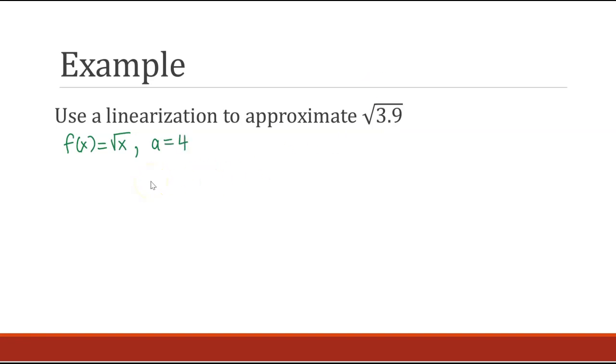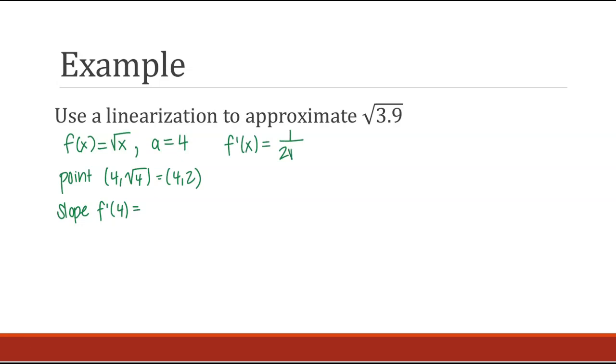So now let's go ahead and find our point and our slope. So our point is going to be 4, f of 4, or 4 and then the square root of 4, which is 4, 2. And then our slope is going to be f prime of 4. So let's go ahead and find f prime of x. Well, that's 1 over 2 radical x. So remember, radical x is x to the 1/2. So we have 1/2 x to the negative 1/2, so 1 over 2 rad x. So we're looking at 1 over 2 times the square root of 4, or 1/4.